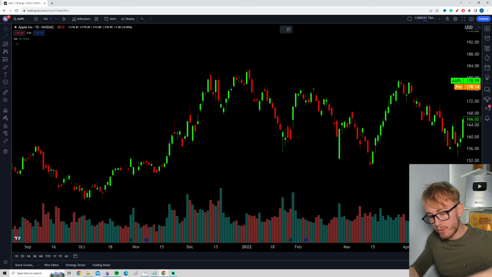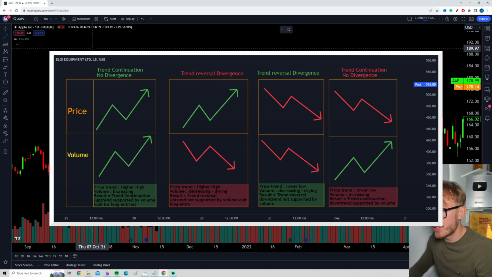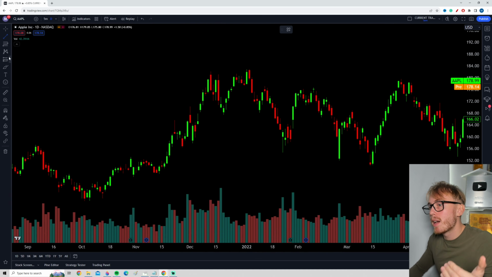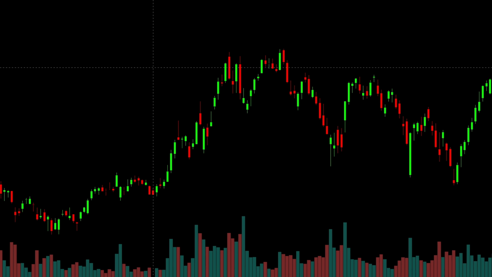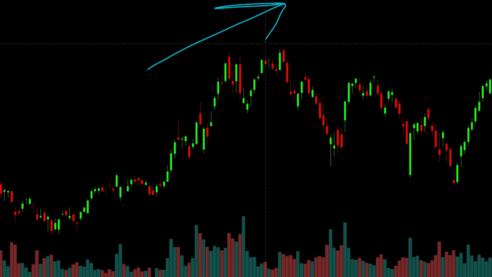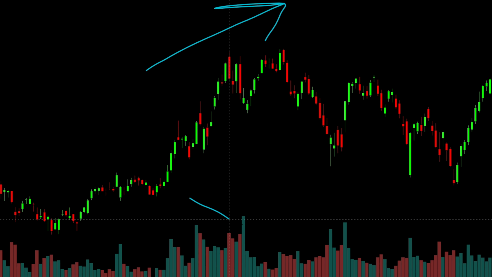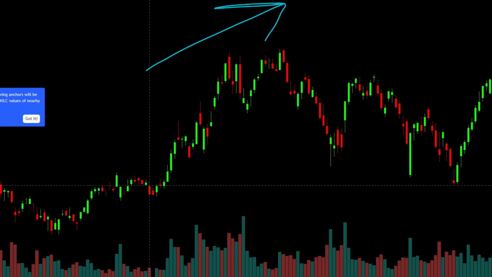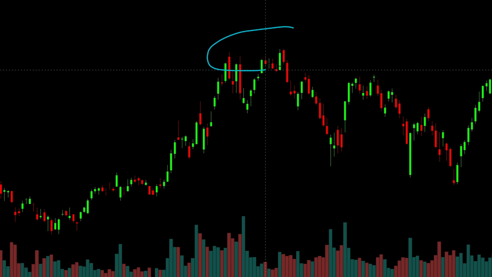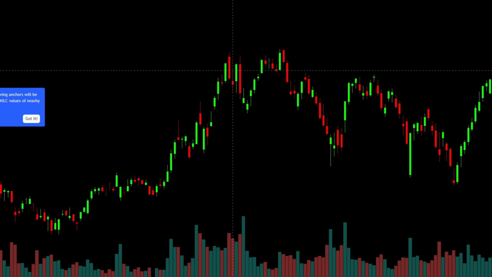Another way to use volume to identify reversals is to look for divergences. And what do I mean by this? Well, a divergence is when we have the price going in one direction while the volume is going in the other direction. So for example, as you can see right here, we're looking at the Apple daily chart.